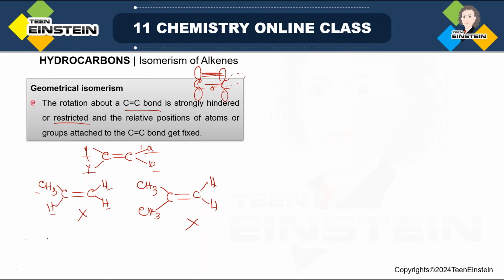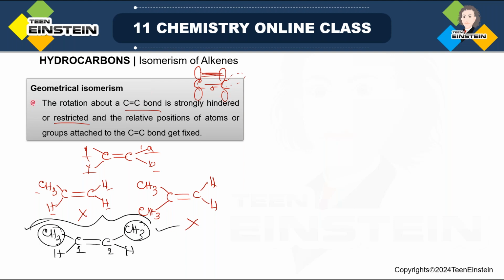So the main point is you must have two different groups on both sides. Then only geometrical isomerism is possible. So here, just focus on carbon number 1 first. In carbon number 1, this has more priority than H. Now focus on carbon number 2, where CH3 has more priority. Now both the higher priority groups are on the same side. And that is the reason it will be the cis isomer, and the trans isomer will be the other one.